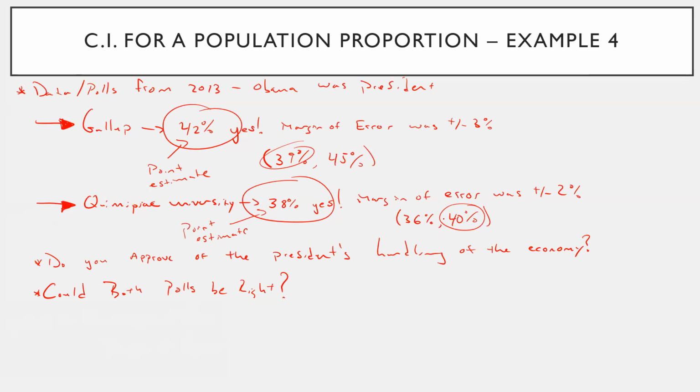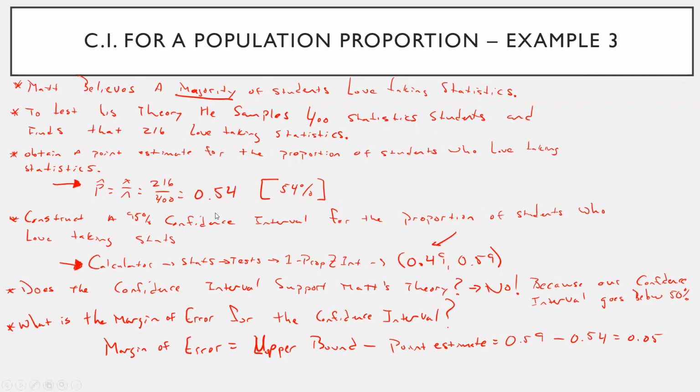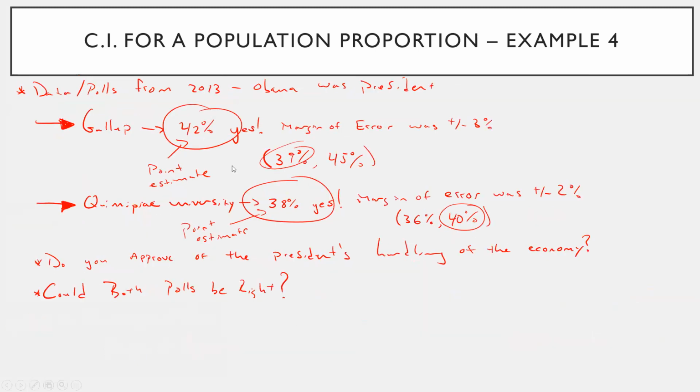So that's why it's incredibly important, when you see polls in the news, to pay attention to the margin of error. Just don't take the point estimate at face value. Like in the earlier example, when we saw 54% of students love taking stats, I don't really know if you could say a majority, because it could be any number in between. And even though these two polls got two different answers, because their margins of error overlap, they both could be right. I find that interesting, I hope you guys do.